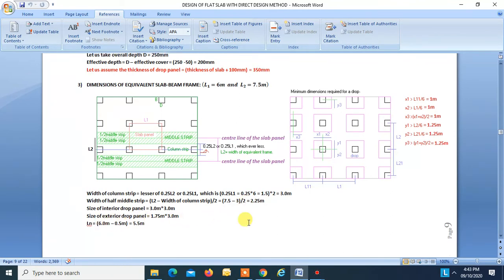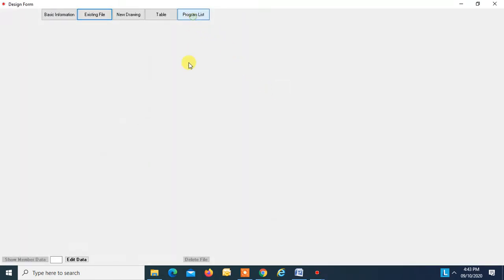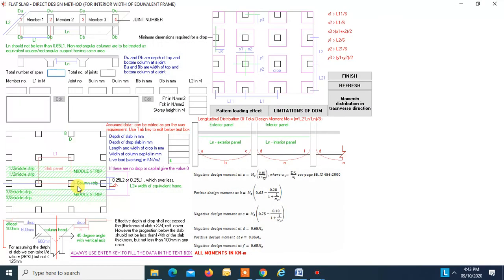Now, let us first run this example through the program. Total number of spans is 3, press enter. L1 for all the three spans is 6 meters. 6 enter, 6 enter, 6 enter. So we know all the columns' width and depth are 500.